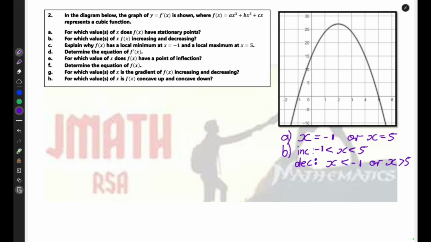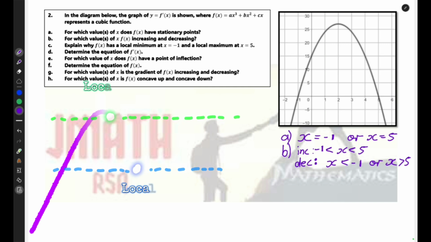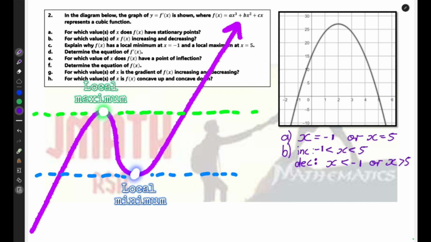Question C. Explain why f(x) has a local minimum at x equals -1 and a local maximum at x equals 5. Now, don't get worried about the local this and the local that. The minimum just means out of the two turning points, that is the lower one, and the local maximum is the highest one out of the two points.